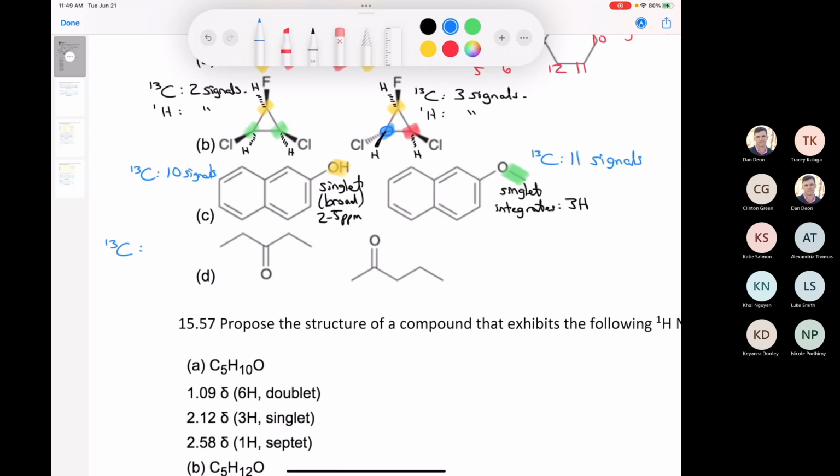Exactly. You'd see 3. It's not 2 because there are 3 types of carbons. You have the 2 methyls, then you have the 2 methylenes, and then you also have the carbon from the carbonyl. So this one you'd see 3 signals, and then the one on the right. How many signals for that one?